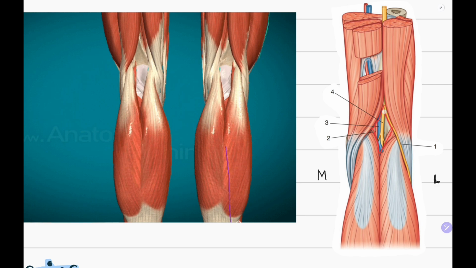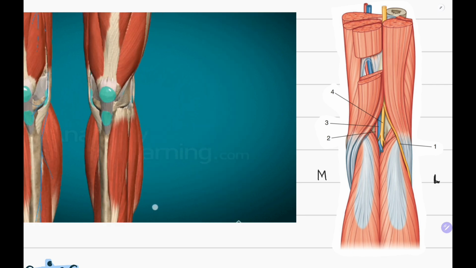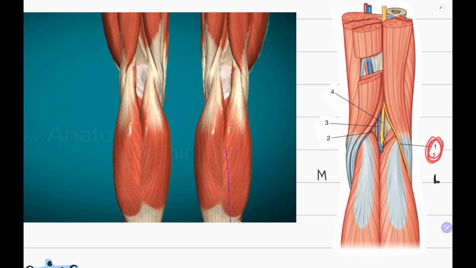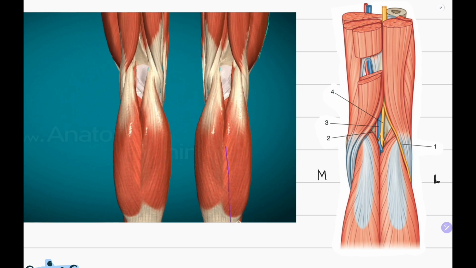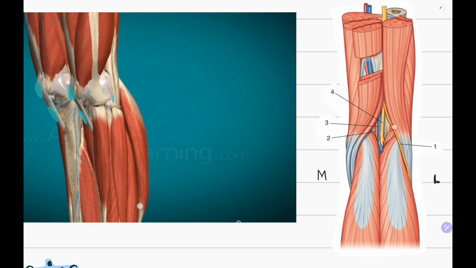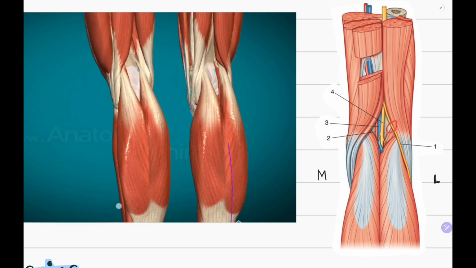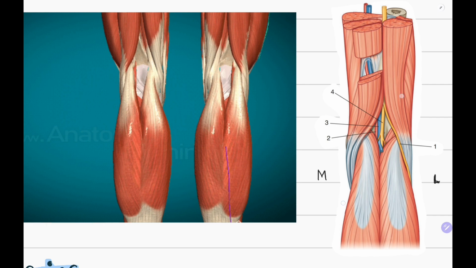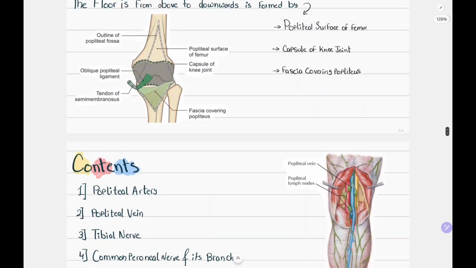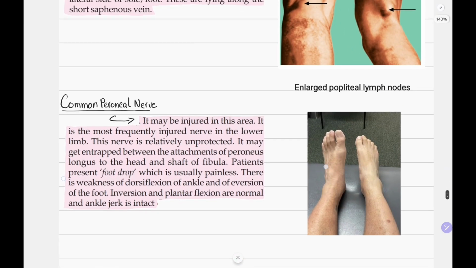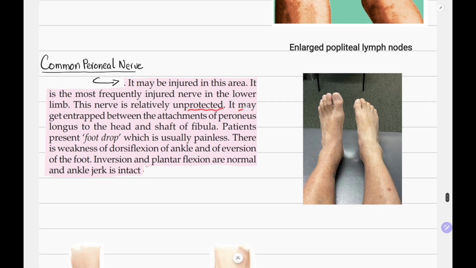So this is our fossa and these are the muscles. You can see the common peroneal nerve, I've given it the number one. This common peroneal nerve has no protection from above or downwards. That is, it is lying just beneath the skin and it has got no muscular protection or anything. So the nerve is relatively unprotected. It may get entrapped between the attachment of peroneus longus and the head or shaft of the fibula. Patient presents with foot drop, which is usually painless.